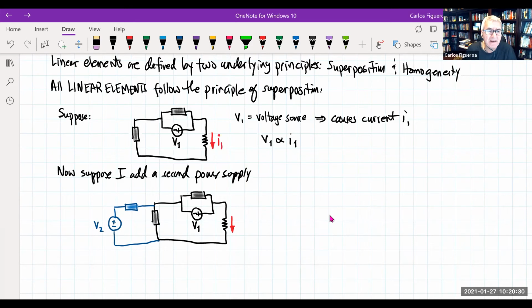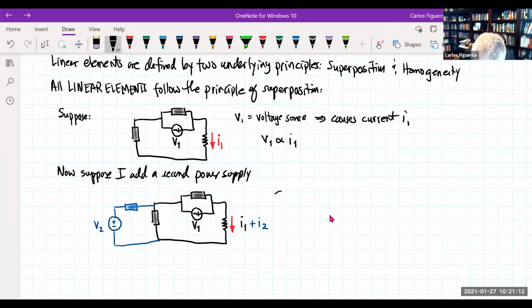Now what I'm going to do here is ask, what is the current through that resistor? Because superposition is valid for linear elements, what you find is that you still have the current produced by V1, but now there's an additional current produced by V2. So when I look at that, there's a second current that looks like this.